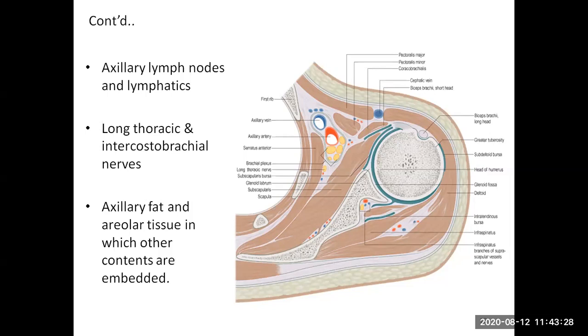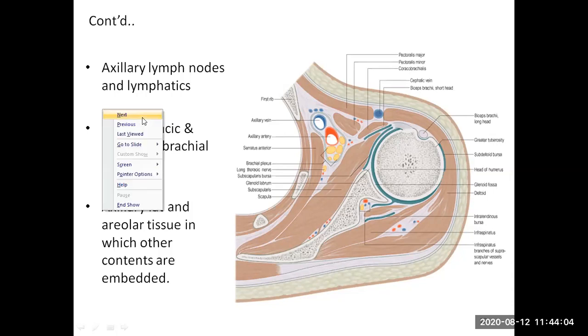They are arising from the proximal part of the brachial plexus. Here, axillary fat and areolar tissue are also present. All these structures, veins, arteries, brachial plexus, long thoracic nerve, are embedded in the axillary fat and areolar tissue. So if you want to assess all these structures, you need to clean all the axillary fat and areolar tissue. So these are also contents of the axilla.